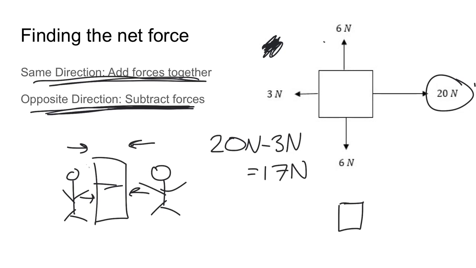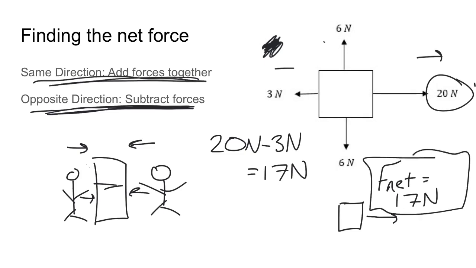Another way we can think about this is that we have 20 newtons acting in the positive direction, the right direction, and we have 3 newtons acting in the negative direction. So we have 20 minus 3 equals 17 newtons, and we're left with a positive 17, which acts in the rightward direction. So we would say that our net force, F net, equals 17 newtons acting to the right. And this is how we find the net force. Remember to keep the vertical forces separate from the horizontal forces in this one.